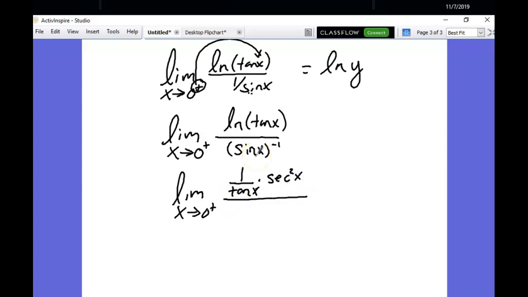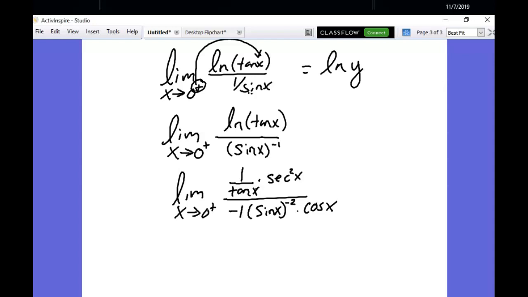Now on the bottom here, we've got sine x to the negative 1. So this is a chain rule. We're going to multiply the front by a negative. Don't change the inside. Take 1 off the power. Then we're going to multiply by the derivative of the inside, which is cosine x. Lots of nasty stuff here. So at this point, this is very messy.